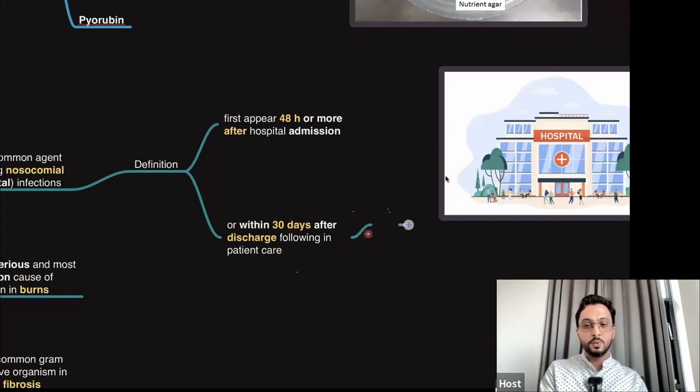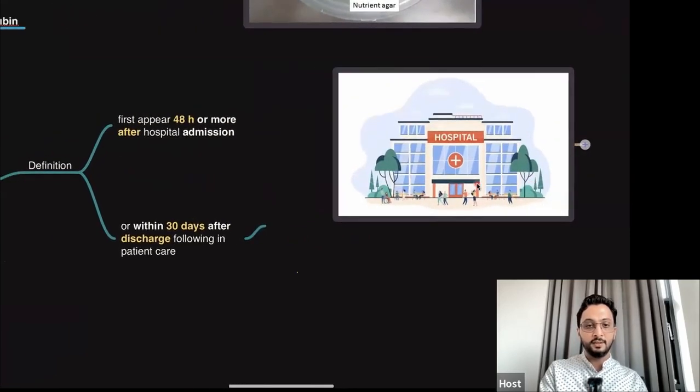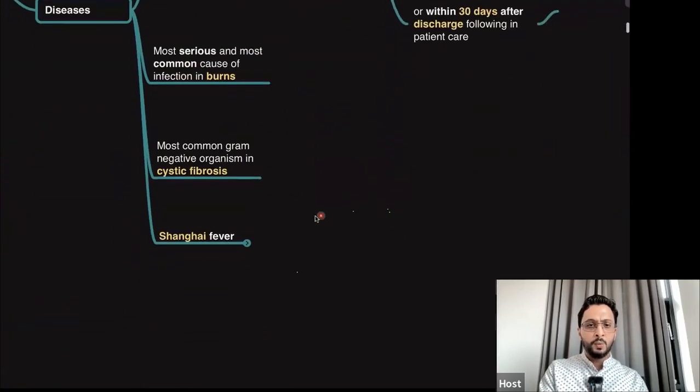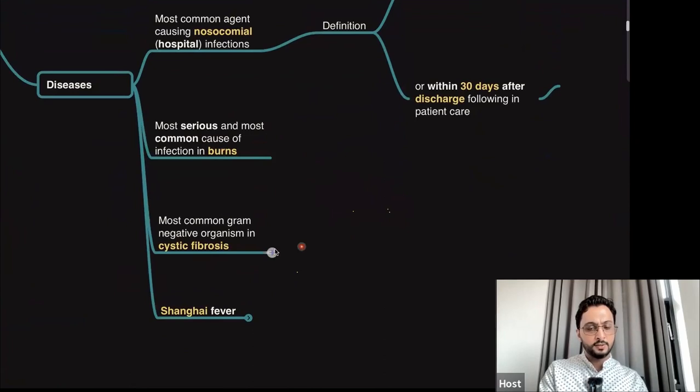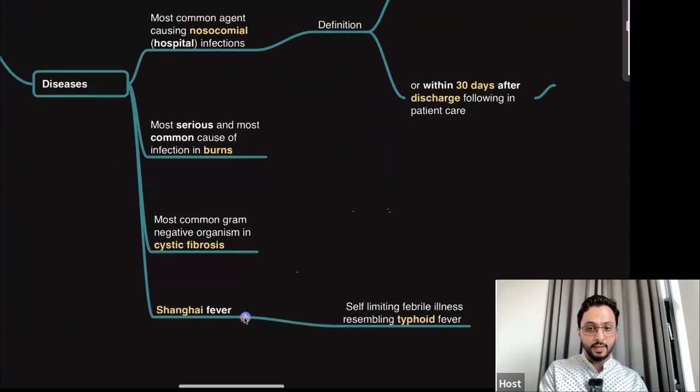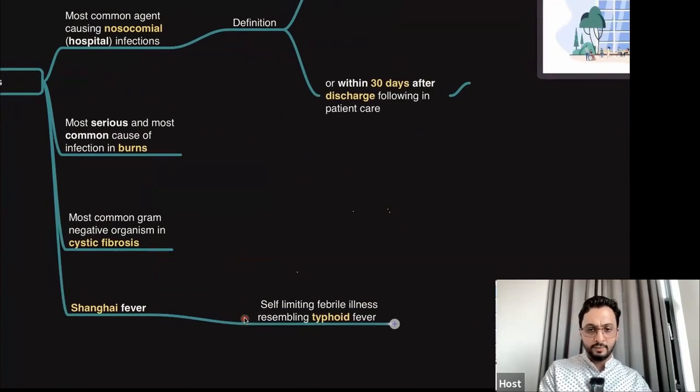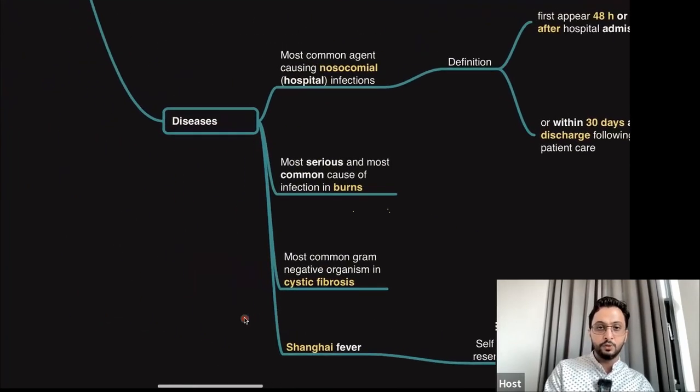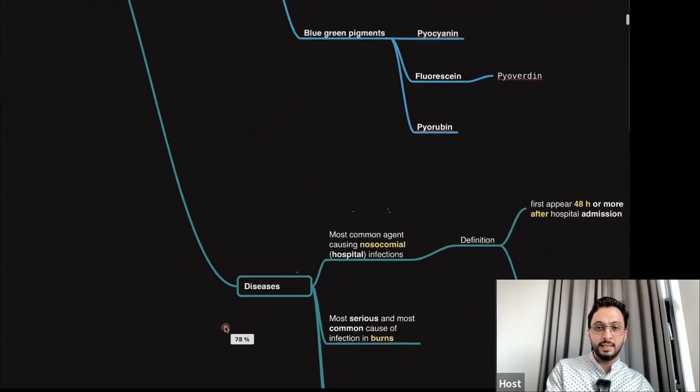Just know that this picture is important, if you see this. Okay, that's the definition. Now next we studied burns and cystic fibrosis. So Shanghai fever is basically a very mild kind of illness, a self-limiting febrile illness resembling typhoid. Salmonella typhi, you might have come across the lectures on that, producing typhoid fever. So a similar kind of infection is being caused by Pseudomonas aeruginosa. So this is basically the disease.